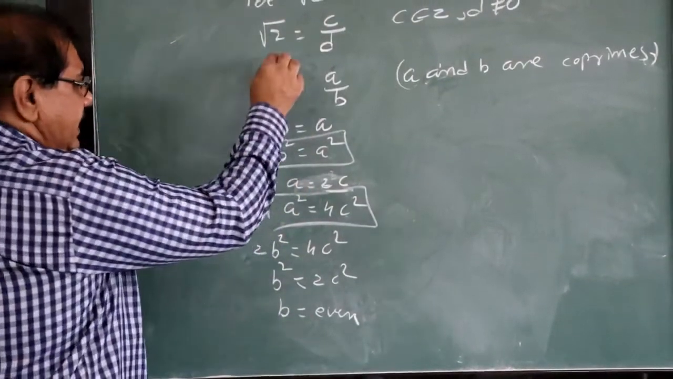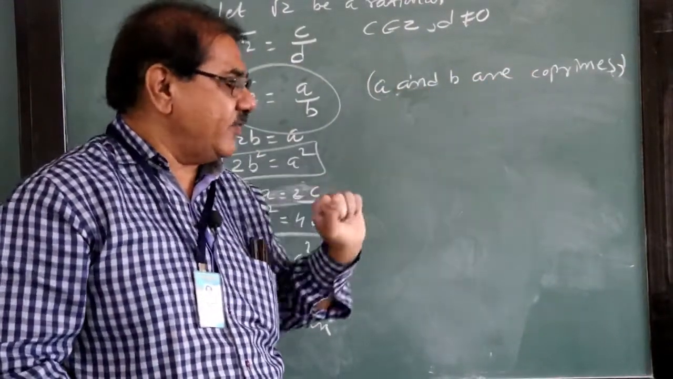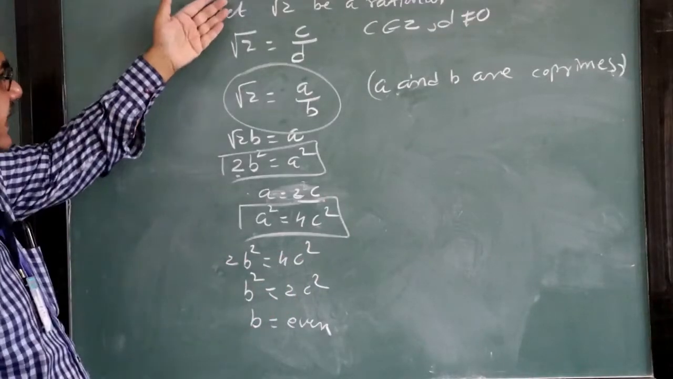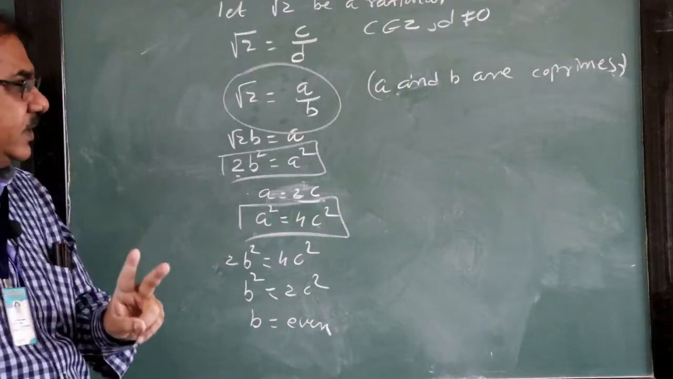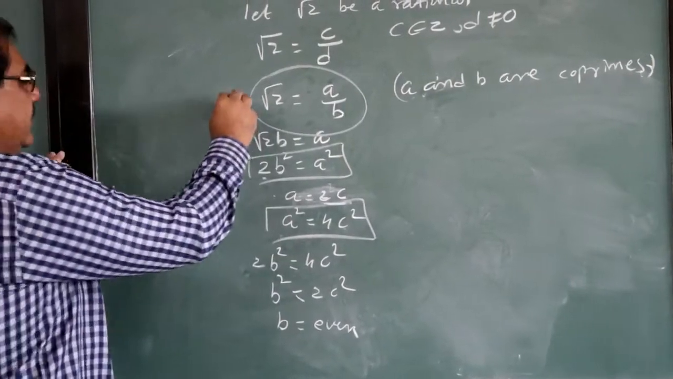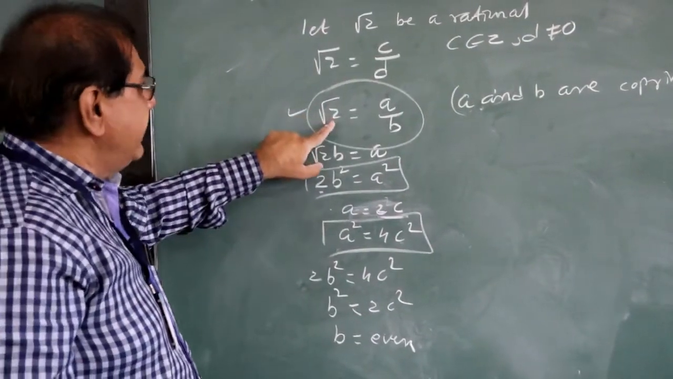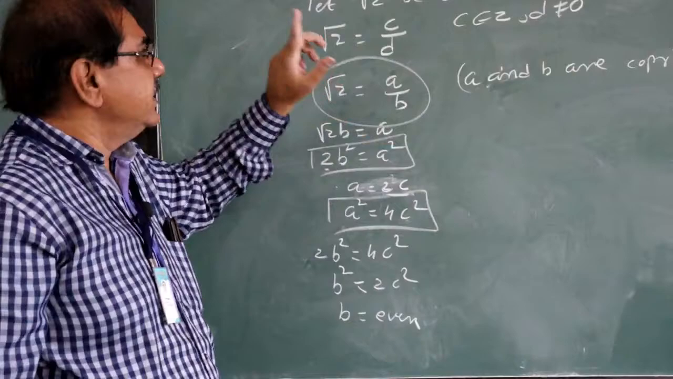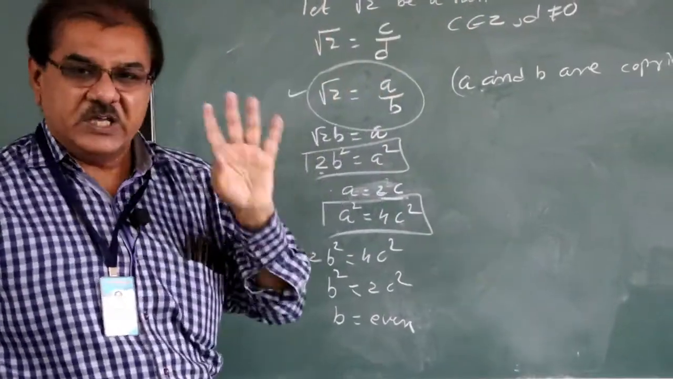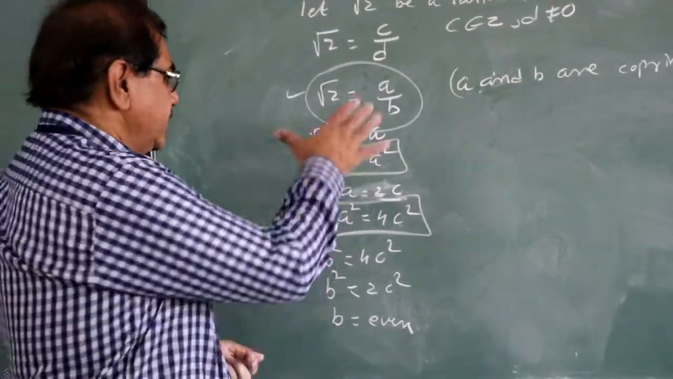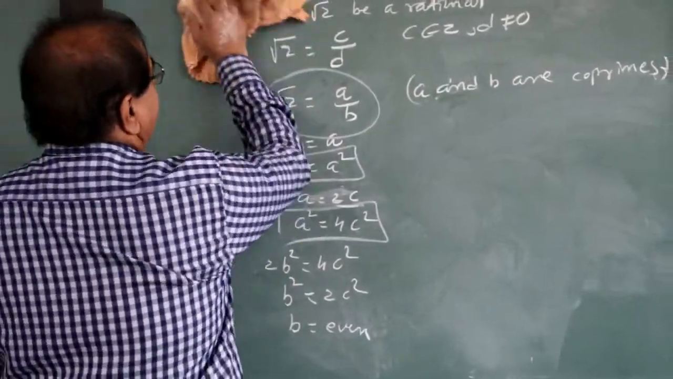But what was the beginning? We assume that a and b have no common factor because they are co-prime. And here we proved, as we take them as rational, that a and b have some common factor 2. So it is contradictory to the assumption that they are rational. So it is our fault that we assumed that root 2 is a rational number. So we can say root 2 is not rational, so root 2 is an irrational number. Is it clear? So this is how you can prove root 2 to be an irrational number.